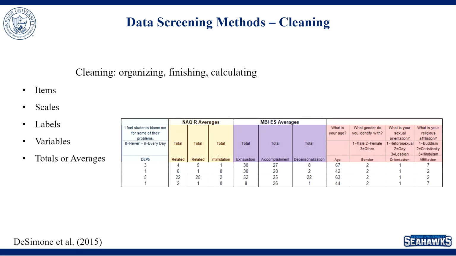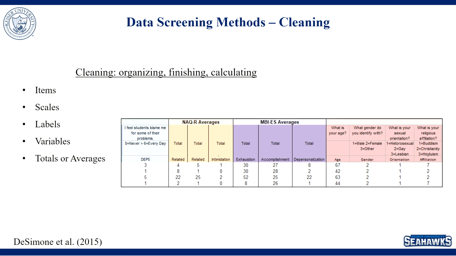Labels would also be important here, so you know exactly what was measured. That can be perhaps abbreviations for each item, such as DEP5, meaning depersonalization, and it's the 5th item for that variable. Also, you can type out the variable names, such as exhaustion, accomplishment, depersonalization, or for demographics, age, gender, and so on.